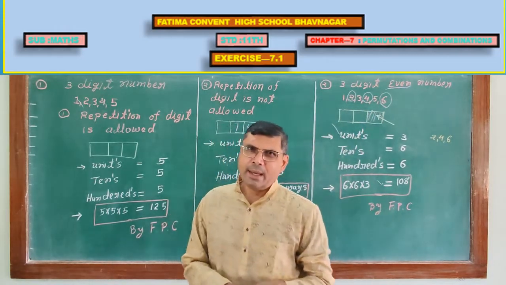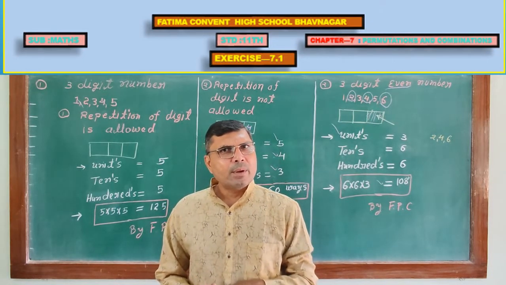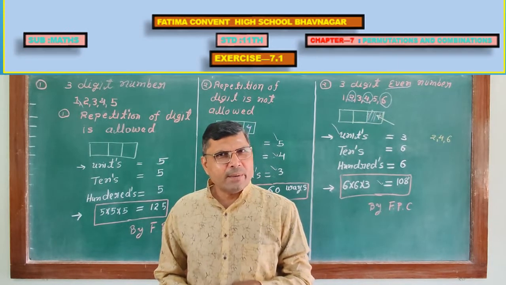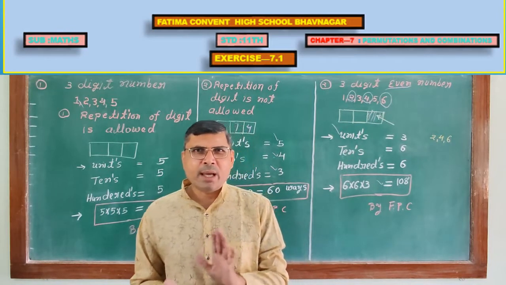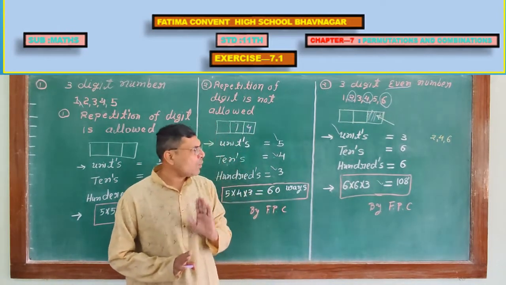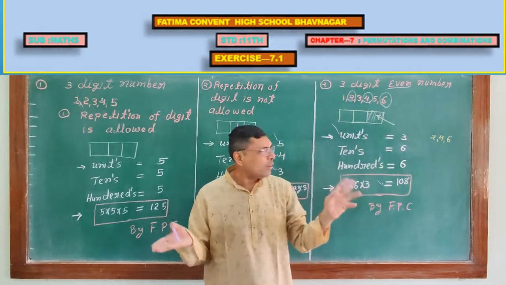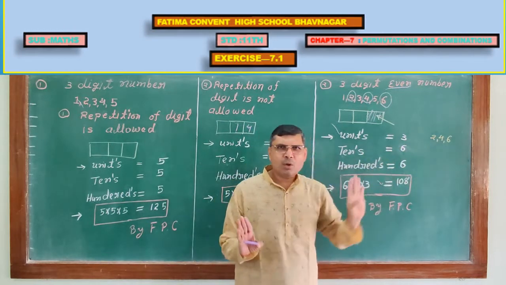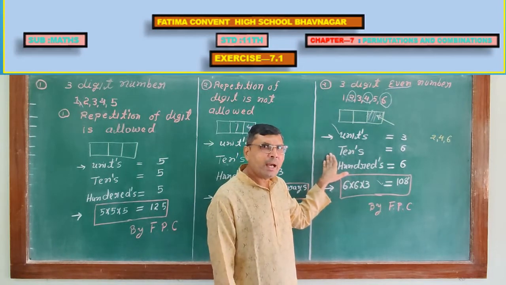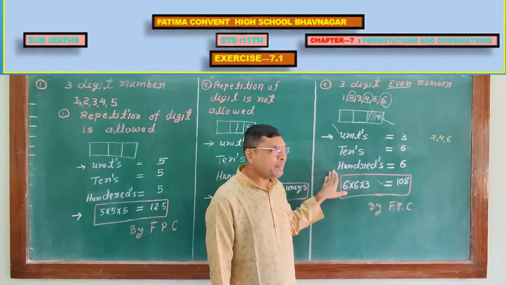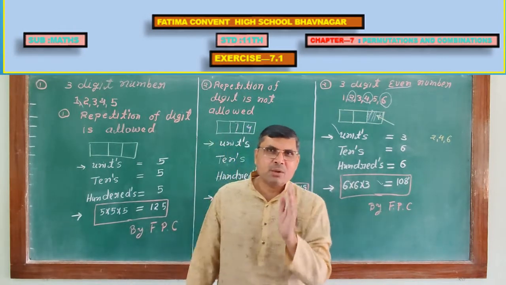Now, a little bit of change in the question. Say, if I say repetition is not allowed, then please try to calculate. How to calculate it? Orally I will tell you: if repetition is not allowed, then for the unit place there are 3 choices, one of the numbers 2, 4, 6. Then for the 10th place, how many choices do you have? Then for the 100th place, how many choices do you have? That you have to think and tell me.